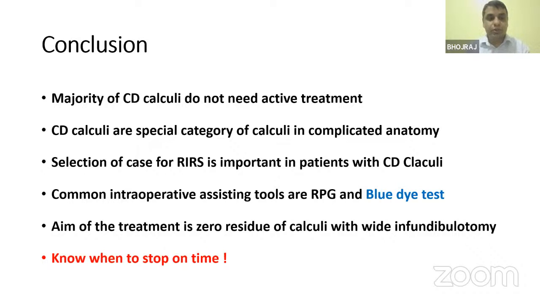And always we should know when to stop on time, before landing into complications and inviting catastrophe. Thank you very much for listening patiently.